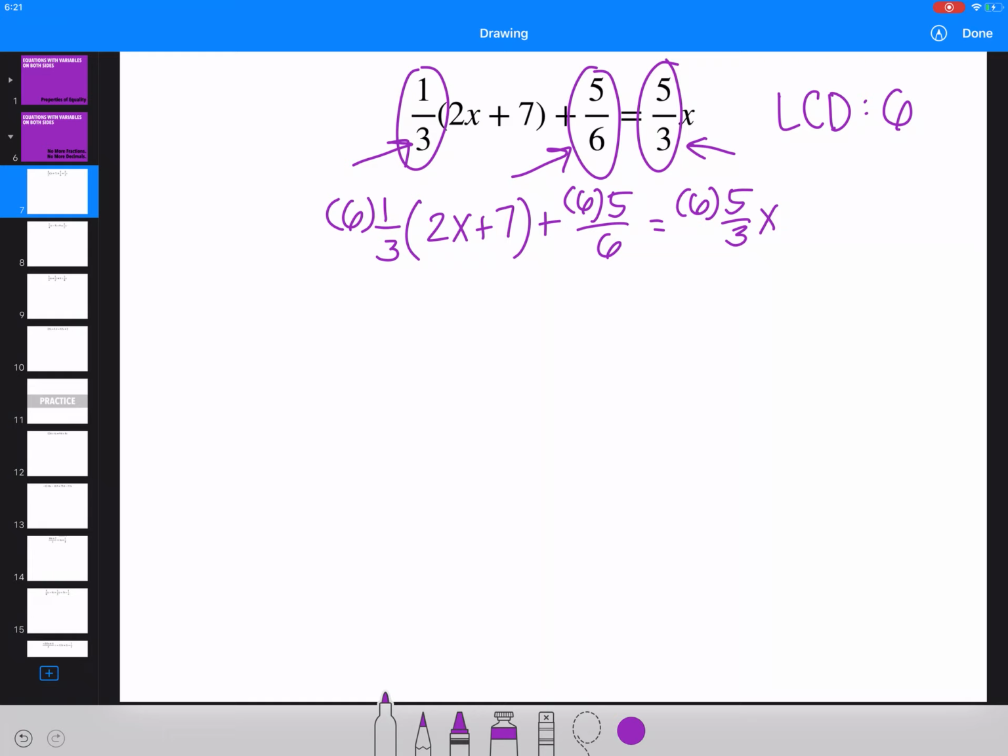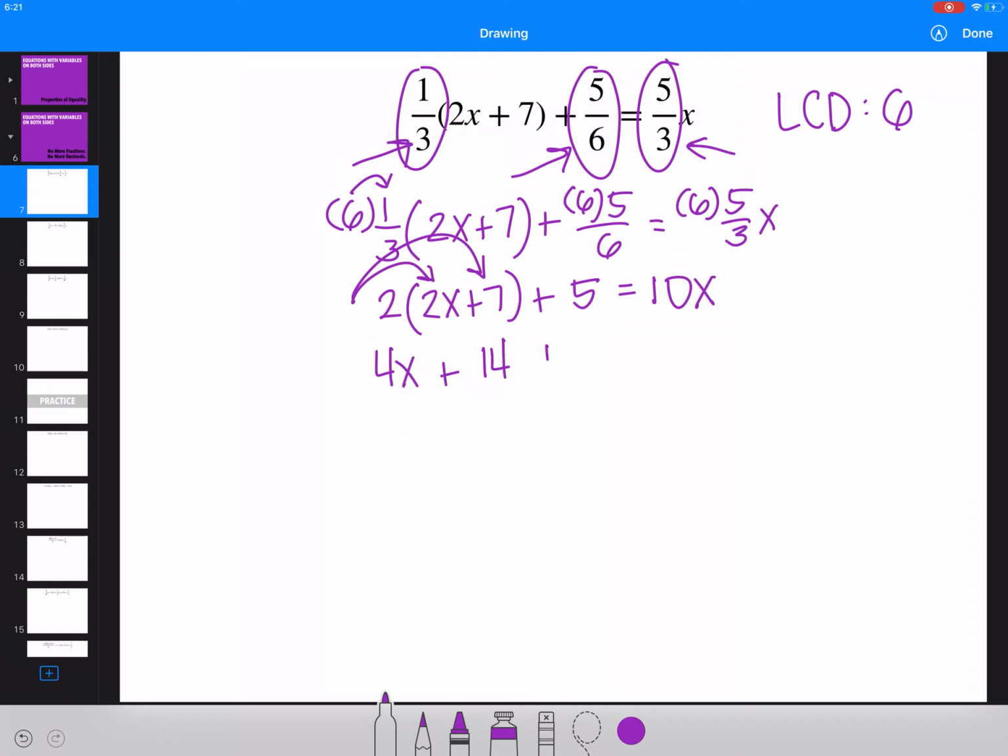All right. So we're going to simplify these fractions. 6 times 1 is 6 divided by 3. That's going to be 2. So 2 times x plus 7. And then we have 6 times 5 is 30. 30 divided by 6 is 5. And then we have 6 times 5 is 30 divided by 3 is 10. So 10x. Then I'm going to use the distributive property and get rid of these parentheses. 2 times 2 is 4, so that's 4x. 2 times 7 is 14. And then we have 5, and we have 10x.